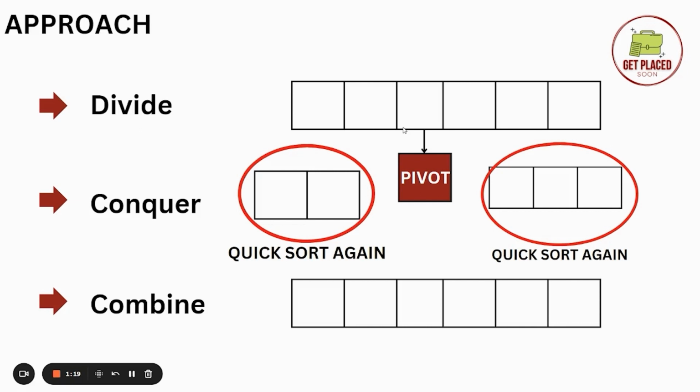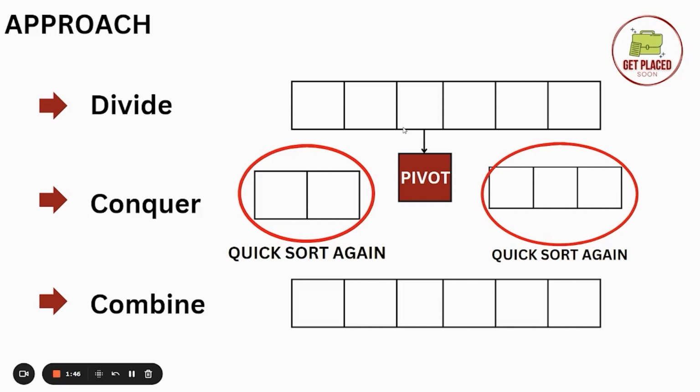What is conquer? Once we divide the given unsorted array using the pivot, we get two subarrays, the left subarray and the right subarray. Now in the conquer step, we recursively sort these two subarrays again with the Quicksort method only. We do the same method again, that is called recursion. We recursively sort the left subarray and the right subarray. That step is known as conquer.